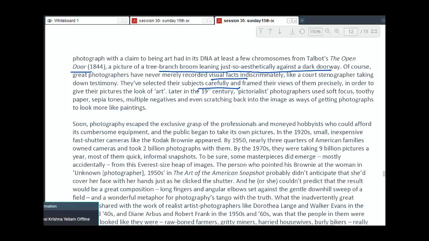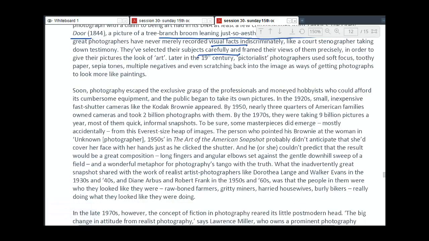I know this is about the start of photography, the historical period of photography. Soon, photography escaped the exclusive grasp of the professionals who could afford its cumbersome equipment, and the public began to take its own pictures. When? In the 1920s. Small, inexpensive shutter cameras came. By 1950, 3/4 of American families owned a camera and took 2 billion photographs with them. By the 1970s, there were 9 billion pictures, right?